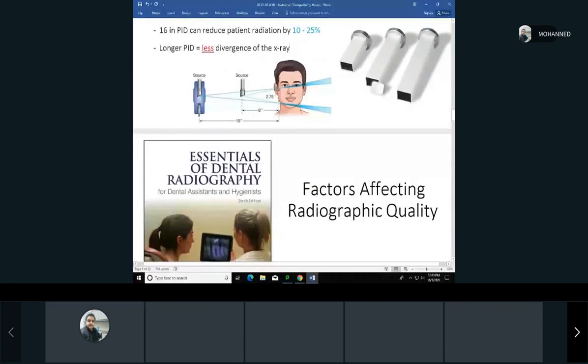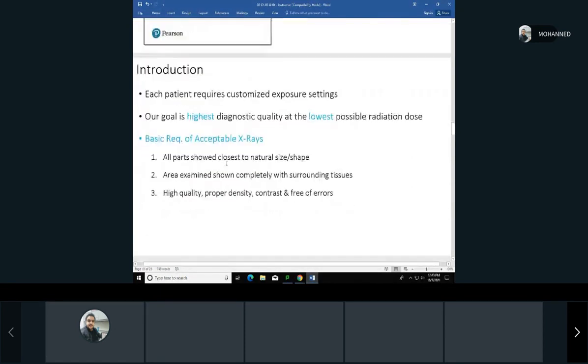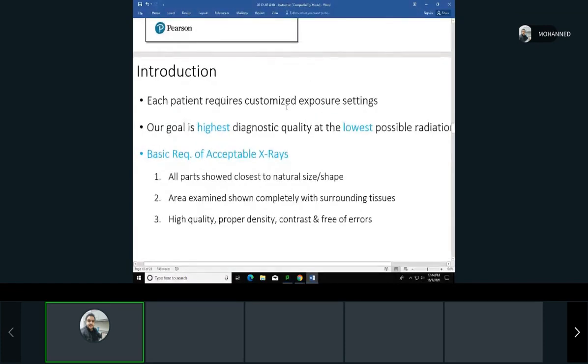Okay. Now we're moving on to the next chapter, which is the factors that affect radiographic quality. Definitely when we are taking an X-ray, we have to always think about the ALARA concept, which you remember, right? As low as reasonably achievable. That means we're going to change the measurements for exposure depending on the patient and depending on the case and the teeth location and all of that.